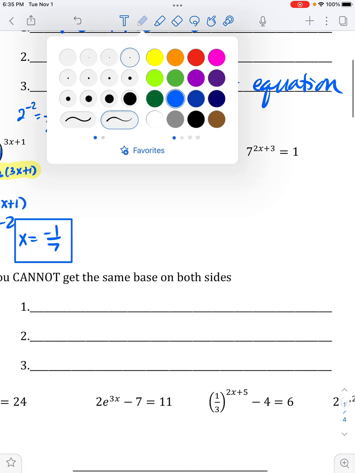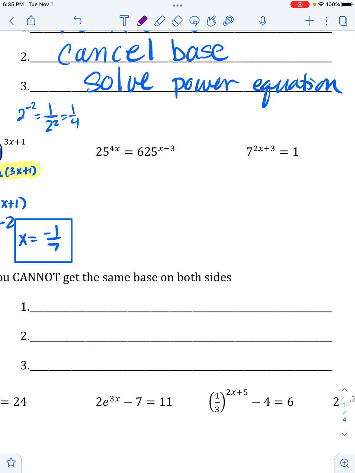Same situation here. I can rewrite both as a power of 5. So if you're like, yeah, but I'm bad at powers. You can't be bad at powers. We're kind of at a place in your math life where you have to be good at powers. So all I did was rewrite 25 as 5 squared and 625 as 5 to the 4th power. And now I've accomplished my goal of getting the same base, so I can cancel the base, and then I'm left solving what was up in the power as my equation.